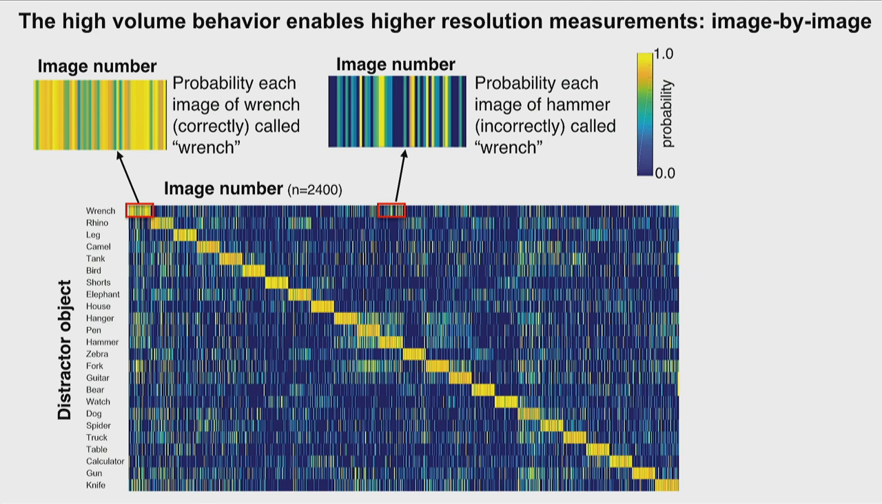And similarly, sometimes images of a hammer are incorrectly called a wrench. Right, and these are yellow bars on this plot here. I'm just showing you this so you can get the intuition that we can now do image by image measurements of what's going on. You guys with me?